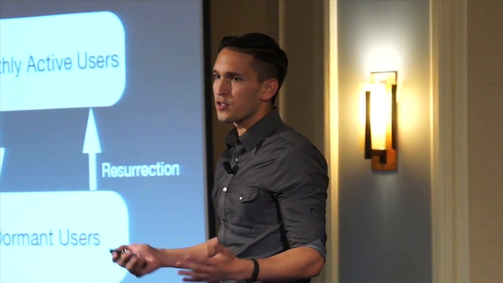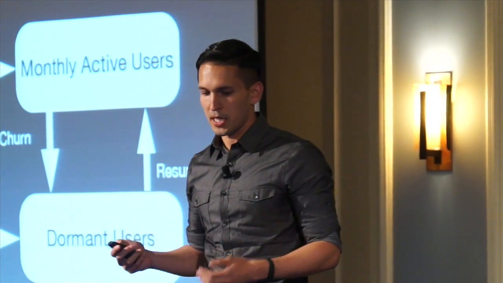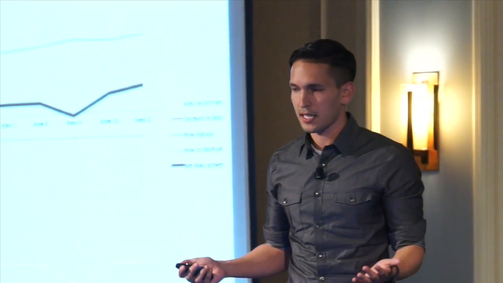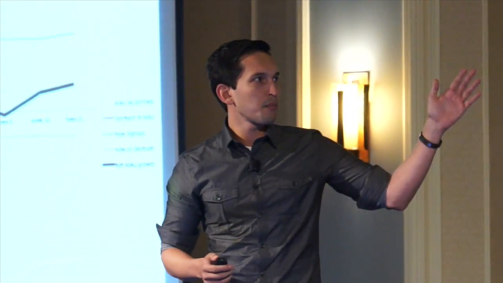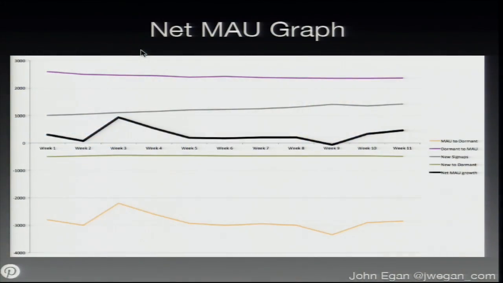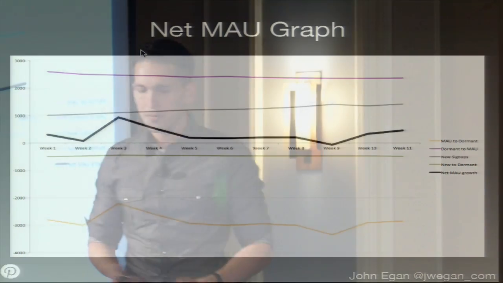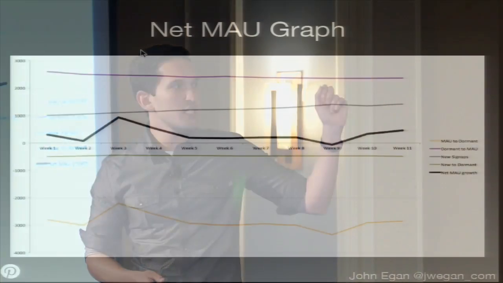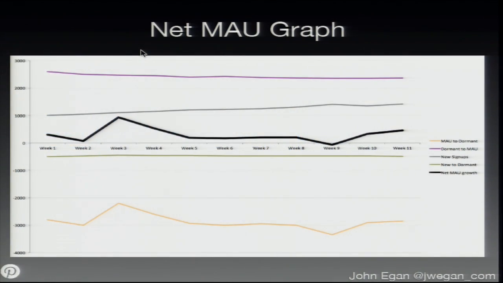And the way we use this is we track the number of users that make one of these transitions each week. And when you do that, you get a graph that looks like this. So you can see the top line, the purple line, is the number of dormant users that came back to the service. The bottom line, the orange line, is the number of monthly actives that churn out. And the way we use this is we use it to understand what are the factors that are driving our growth rate. So when you add up all the transitions, what you get is that thick black line in the middle, which is your net change in monthly active users.